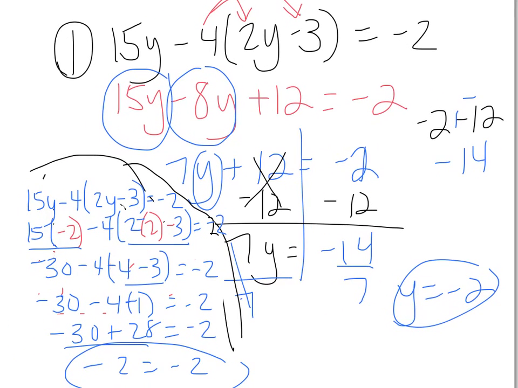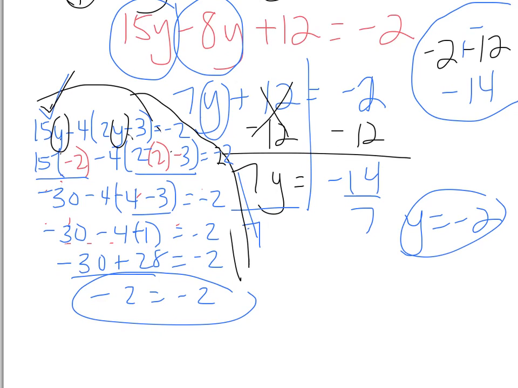Here's my work right over here. Negative 2 minus 12, keep change, is negative 14. Divide both sides by 7, and you get y equals negative 2. So what I did over here is I did my check. Every time I had a y right here and right here, I plugged in negative 2. And then I solved it. There's my work to show that we got the correct answer.